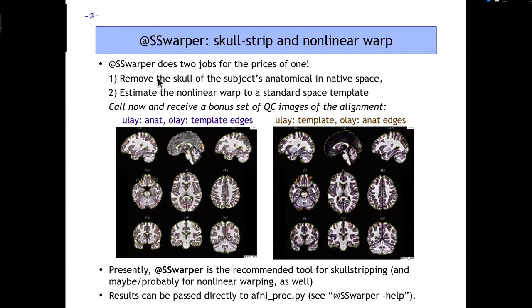The SSWarper, as I mentioned, or again now SSWarper2, I have to update this. Anyways, it does the job of both skull stripping and doing alignment, and it makes QC images as it goes to help you judge both the masking and the alignment job.